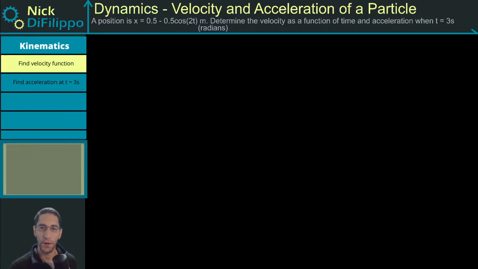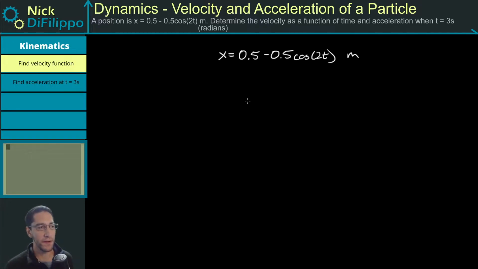In this problem, we are given an equation for the position of a particle: x is equal to 0.5 minus 0.5 times the cosine of 2t, in meters. We are asked to figure out the velocity as a function of time, and to evaluate the acceleration when our time is equal to 3 seconds. We should also note that this cosine is expecting its argument to be in radians.